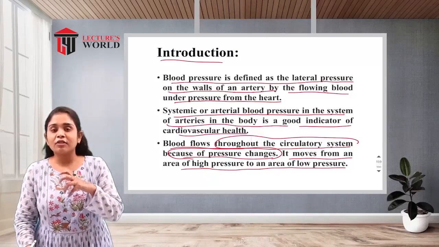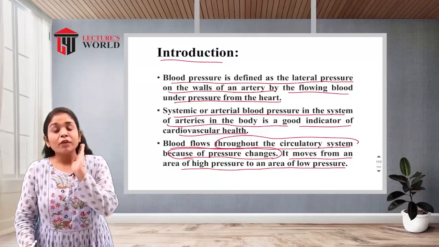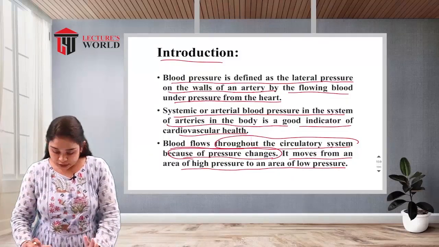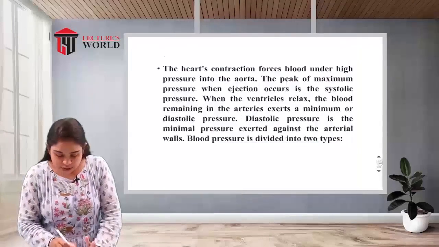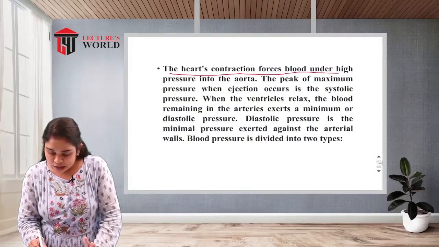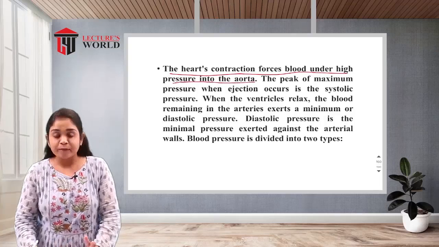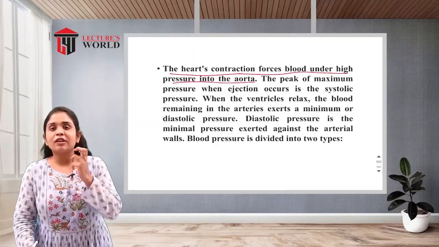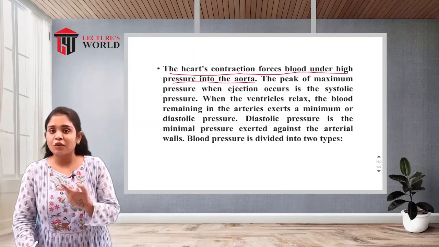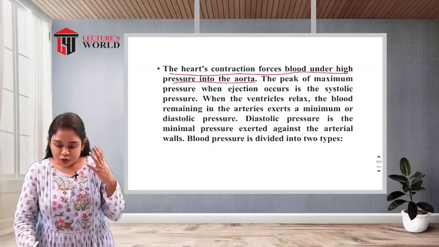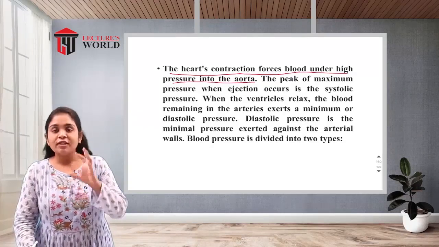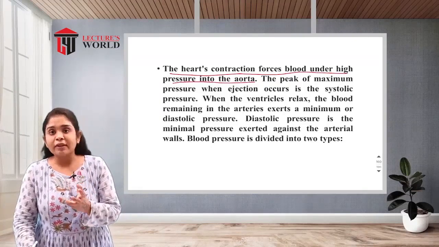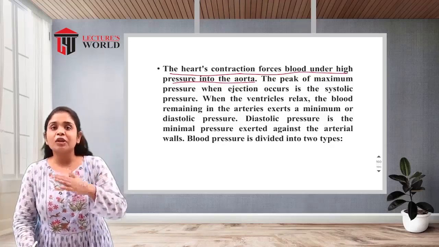Where there is more pressure, the blood goes from there to the lower pressure areas of the organs. The heart contraction forces blood under high pressure into the aorta. The aorta is a part of the heart system that circulates a high amount of oxygenated blood. When the heart contracts, the four chambers that were filled with blood forcefully push it into the aorta.